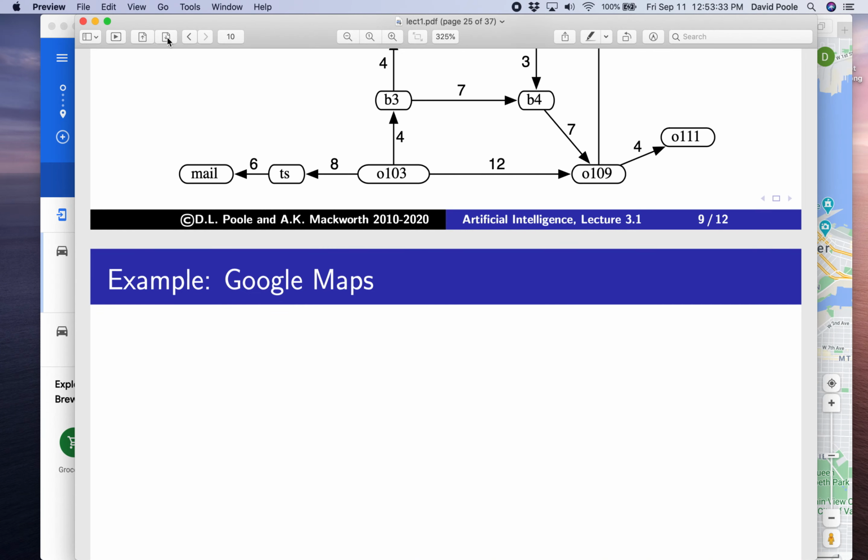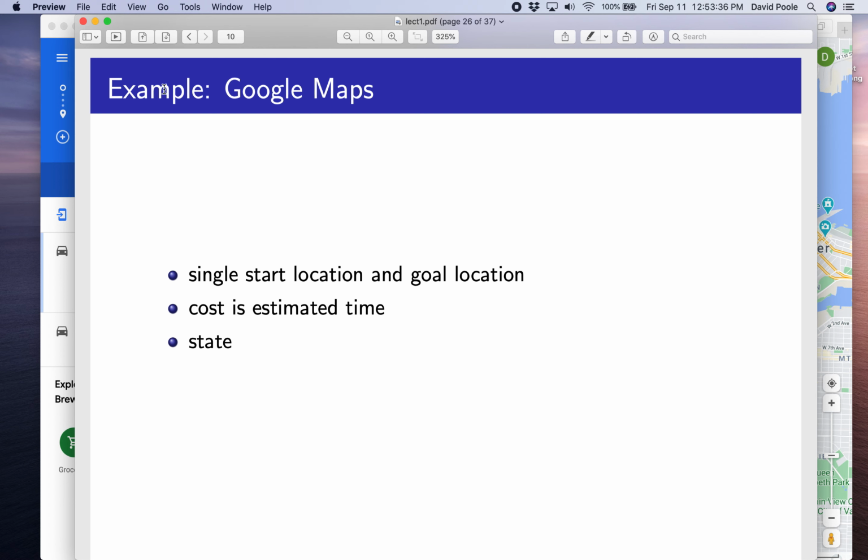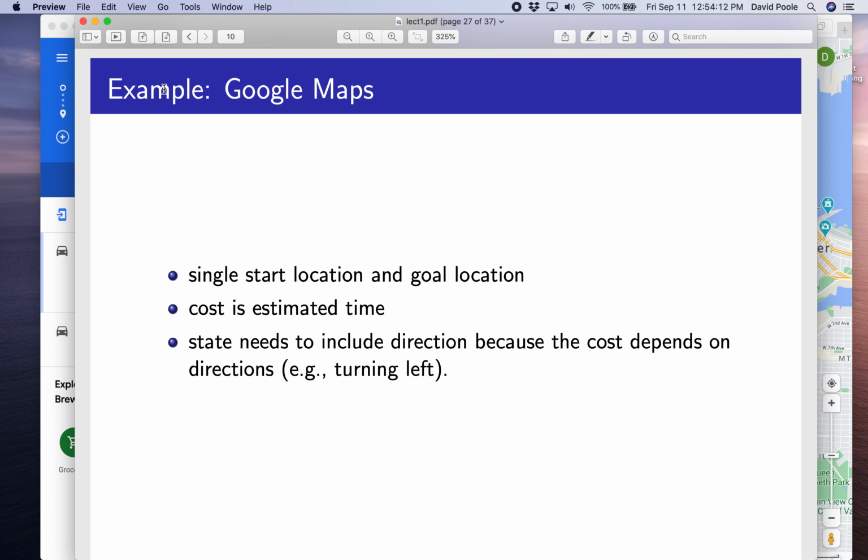Okay, so that's Google Maps. So there's a single start location and a single goal location. The cost is the estimated time, and Google spends a lot of its effort in the maps section to actually estimate the time accurately. But you don't get a choice. You can't say, I'd rather see a scenic route than minimize time. Google doesn't provide that. It's a built-in utility function, and you have to follow what Google wants you to do, and that's minimize time. And the state here needs to include the direction because the cost depends on directions.